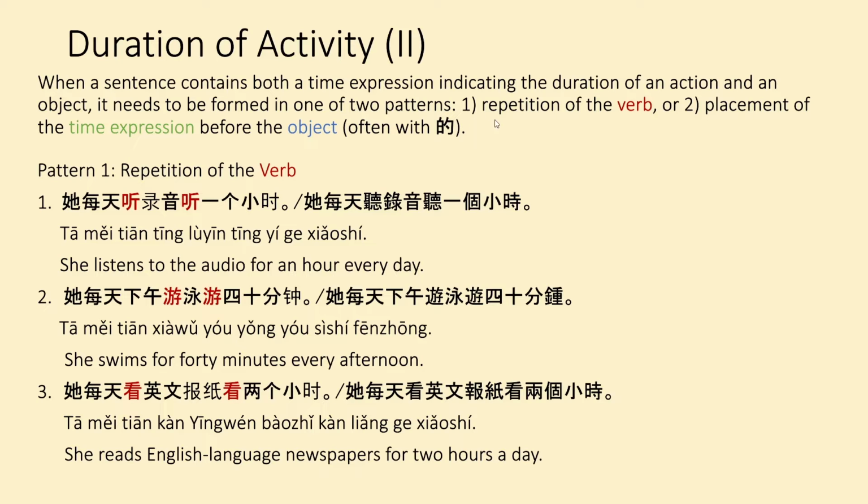The first one is repetition of the verb, and the second is placement of the time expression before the object, often with the 的 in between the both of them. So it would be time expression, 的, the object. For pattern 1, which is repetition of the verb, we have 3 examples.